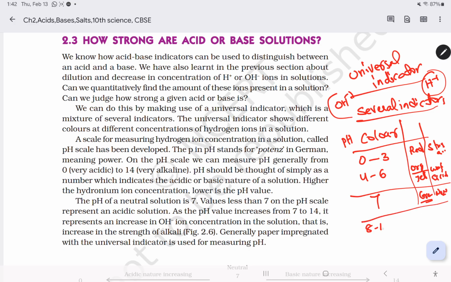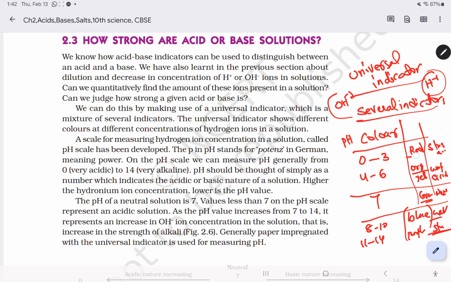For example, if it is 8 to 10, you can observe blue color with the universal indicator, and you have to say it is a weak base, is it not? And if it is 11 to 14, you can find violet or purple color, and you have to identify it is a strong base. Like that, this universal indicator will help us find out which type of solution it is, whether it is a strong acid, weak acid, neutral solution, strong base or weak base, depending upon the colors.